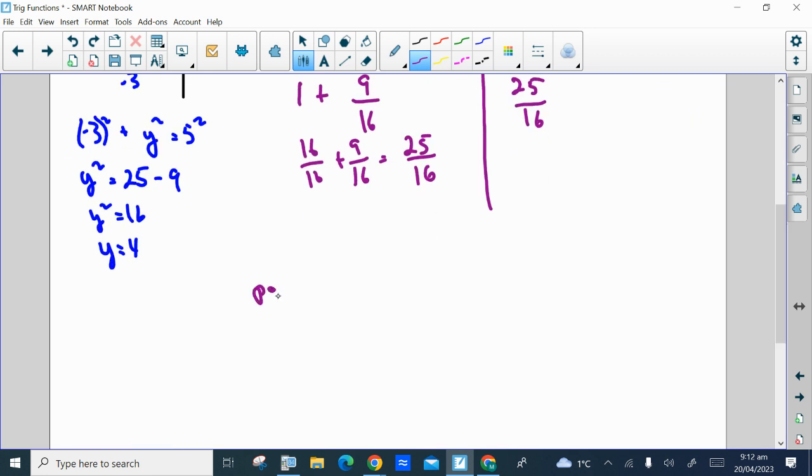For practice, on page 252, we can do questions 1 through 4, and then on 253, 1 through 10. I will post these on Google Classroom so you can check the answers. Okay?